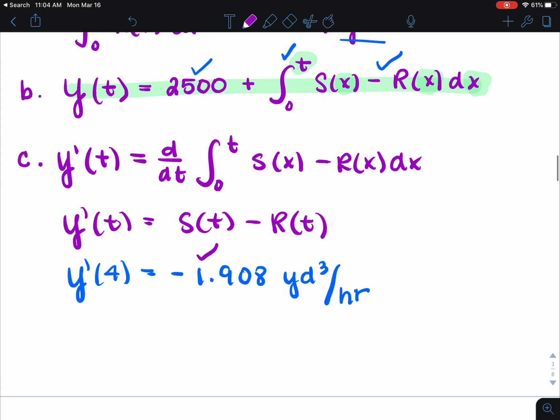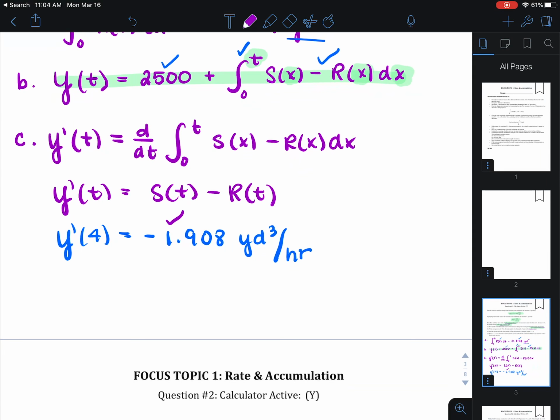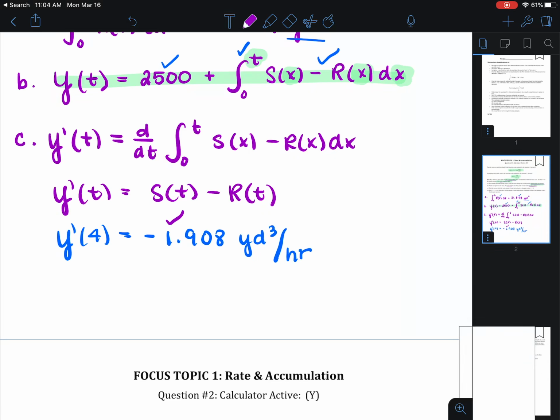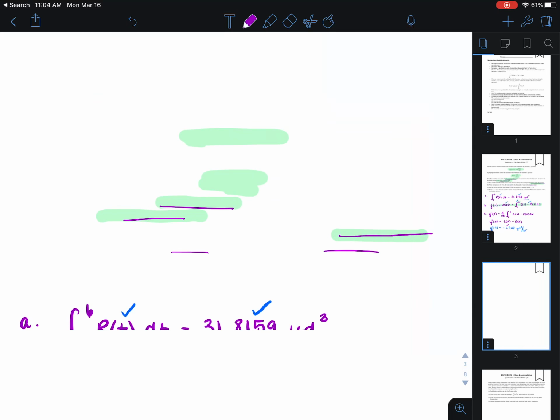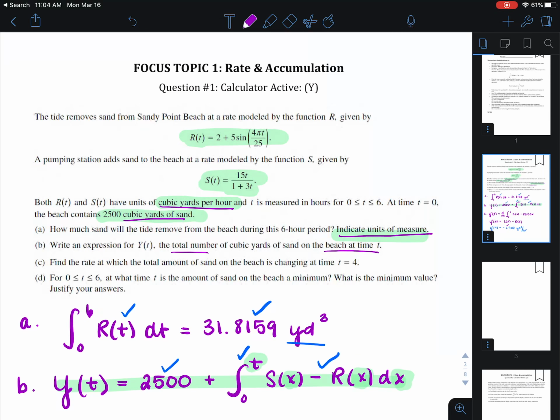Ooh, I'm running out of room. Let me add a page. Maybe that's not how you do it. We'll just drag this one down. Oop, going haywire here. Sorry, kids, bear with me.